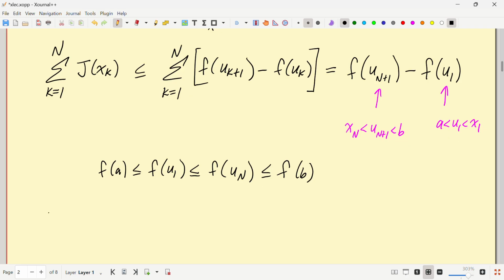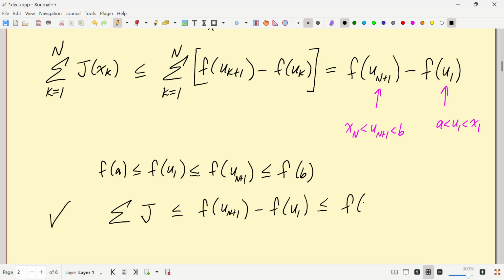So check. Sum of the jumps is less than or equal to f of u n plus 1. Okay, I might have gone overboard on that because it's basically a picture proof once you get down to it. But those are the gritty details. Questions about that? And now for the fun part.